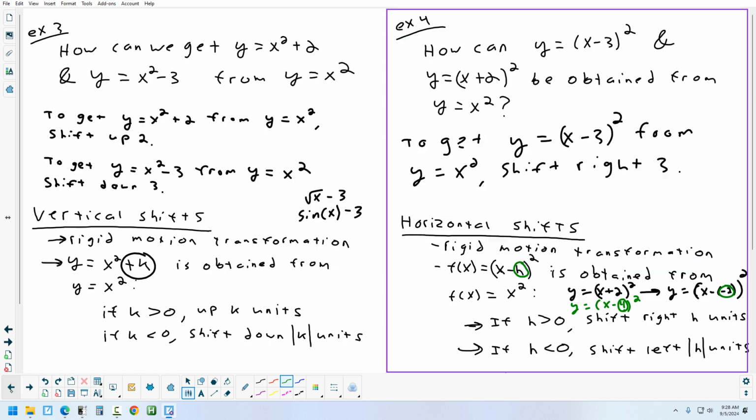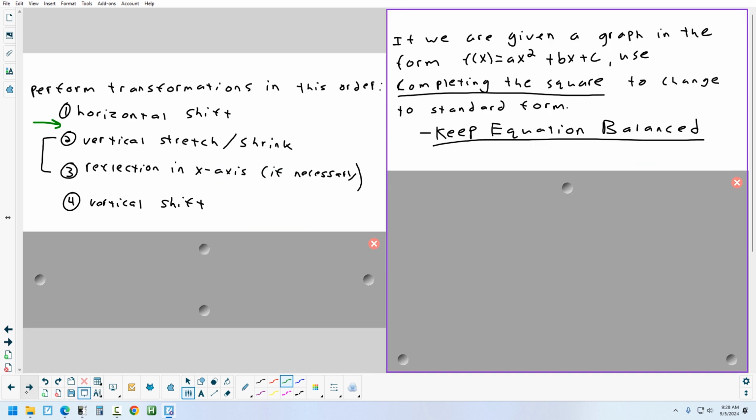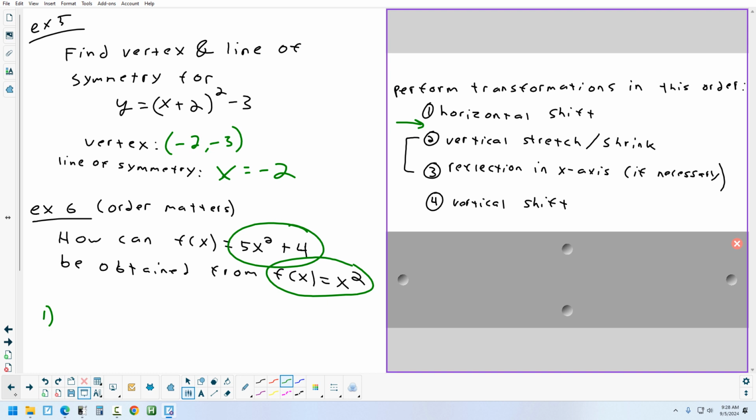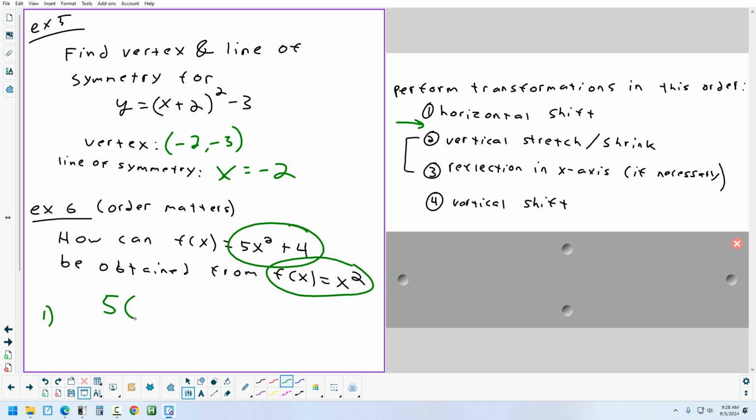Okay. Horizontal shift is when you add or subtract a number to the x value inside the parentheses. Are we adding or subtracting a number to this x value inside parentheses? No. There is no horizontal shift in this problem. Horizontal shift would be something like this. Now you have a horizontal shift of 3 units to the right. All right, let's go to the next one.